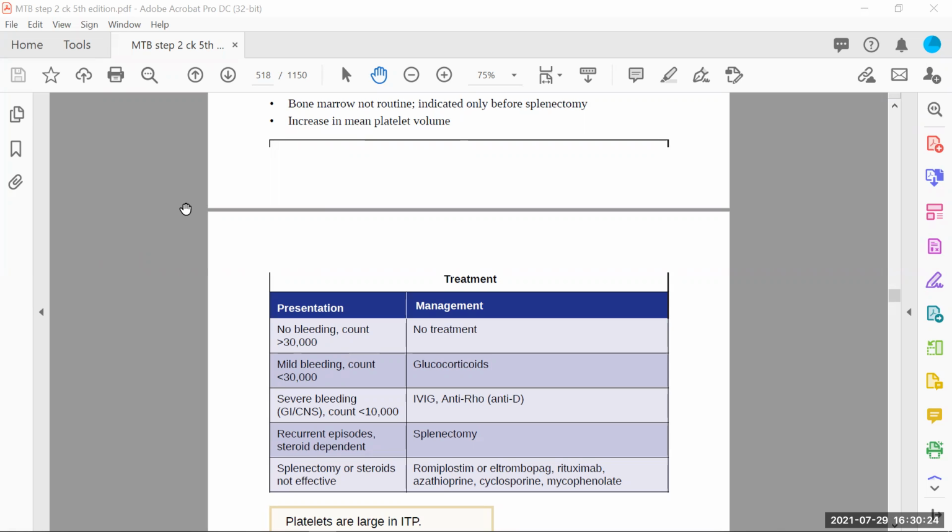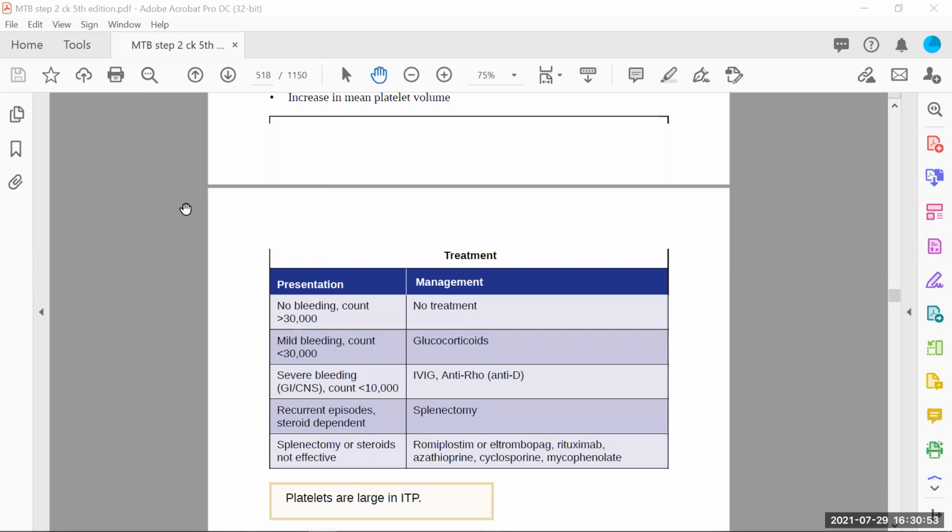the condition keeps happening again and again and the patient becomes dependent on glucocorticoids or steroids, then we can think about splenectomy. If splenectomy or steroids are not effective, then we have other medications, for example romiplostim and rituximab. These work as anti-cancer drugs, and cyclosporine as well. They work on the bone marrow, so that's the last resort. Always keep the bone marrow therapies at the end in case of ITP.